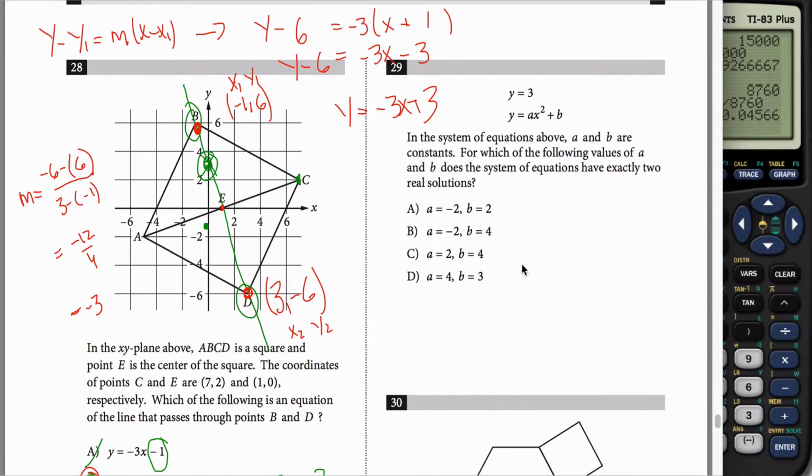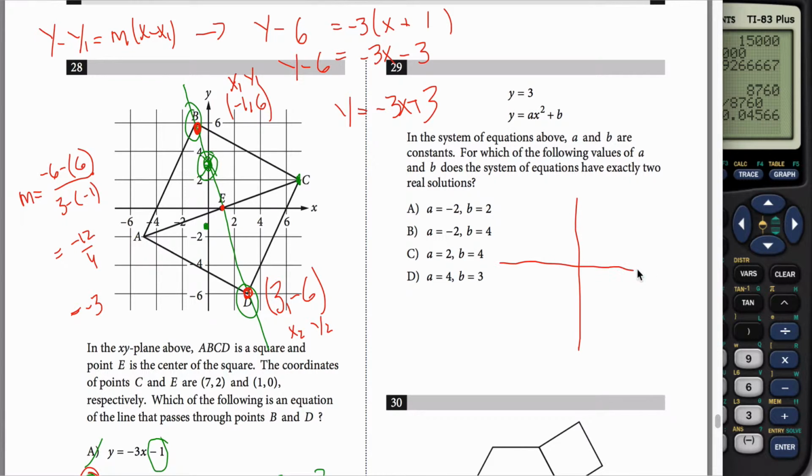All right, 29. In the system of equations above, a and b are constants. For which of the following values of a and b does the system of equations have exactly 2 real solutions? You could do y equals 3, so change this into a 3 and plug in these numbers and figure out how many solutions you have in each case. But there's a better way.